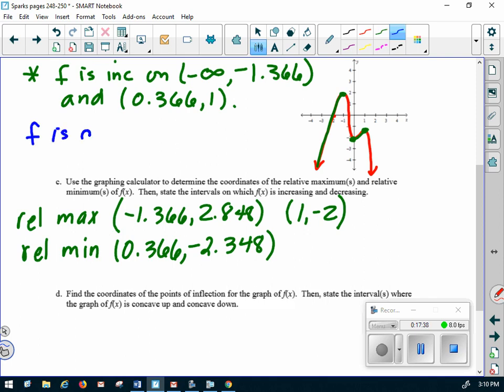F is decreasing here. So between negative 1.366 and the x value of the minimum. And where else is it decreasing? Well, it's decreasing right here. So from that second maximum, 1, all the way to infinity.